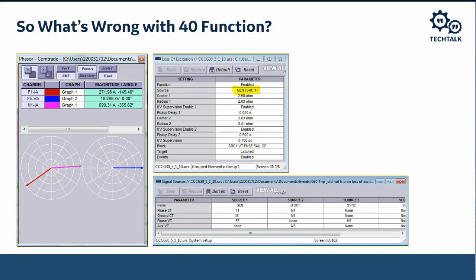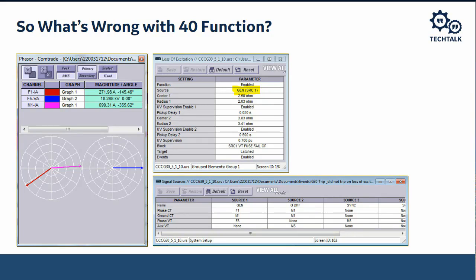And when I looked at the generator directional power element, I see a similar thing. It's using the generator source, but the directional power element, instead of being set for a reverse power element, has been set for a forward power element.